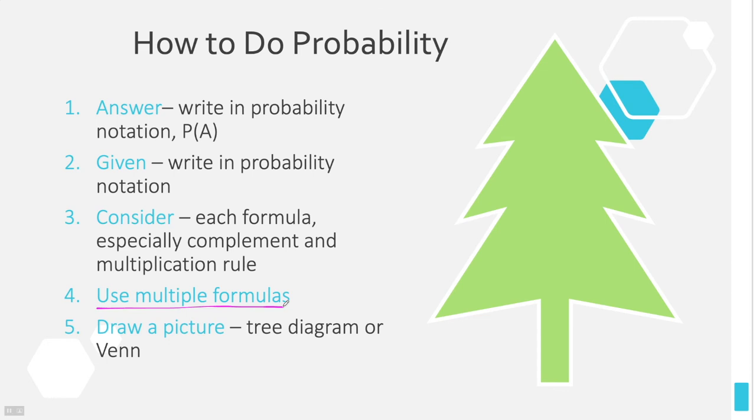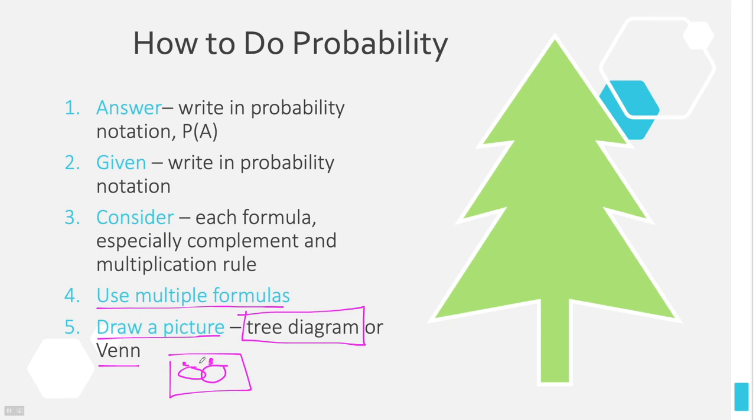And if all of that fails, and if it gets too complicated, draw a picture. The tree diagram is my favorite, and that's what we're about to do an example of. But the Venn diagram is also helpful. The Venn diagram is like the picture of the sample space being the rectangle and your events being circles. When you draw the Venn diagram, it's helpful to start from the outside in. So with the Venn diagram, you'll have your square, the sample space, and you'll have event A and event B.